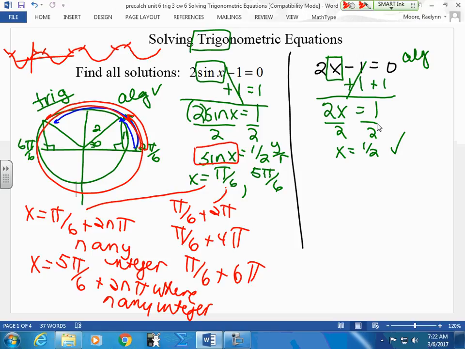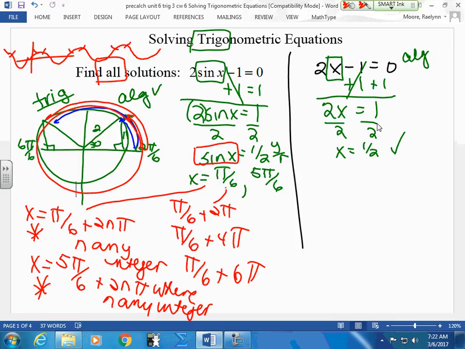But now I have the trig part of my equation. What angles have the sine of 1/2? All completely the opposite of restricted angles. Every possible angle I could get. So if this tells me all solutions, I need to do this part of it. I need to qualify this.